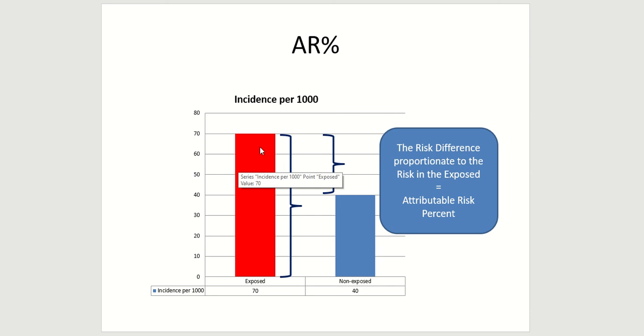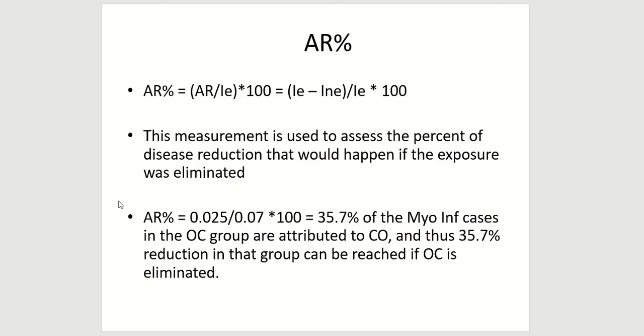Okay, so what is the percentage of that? So you turn it into a percentage by taking the 25 and you divide it by the 70, and therefore you have a percent. And that is called attributable risk percent. And its interpretation is very simple. So that's the formula. You calculate the attributable risk, meaning the risk difference. You divide it by the risk in the exposed, or incidence in the exposed, exactly the same thing. You multiply it by 100. This measure is used to assess the percent of disease reduction that would happen if the exposure was eliminated. So in our example, 25 per thousand divided by 70 per thousand times 100 is 35.7%.